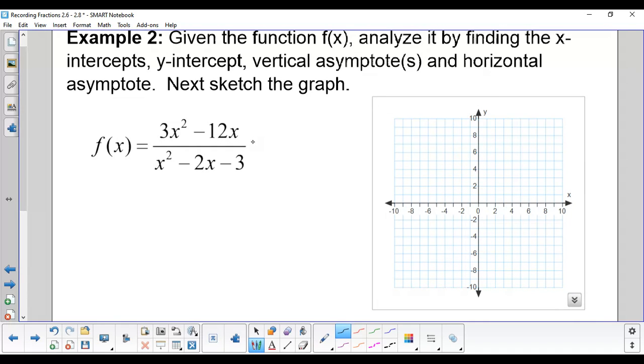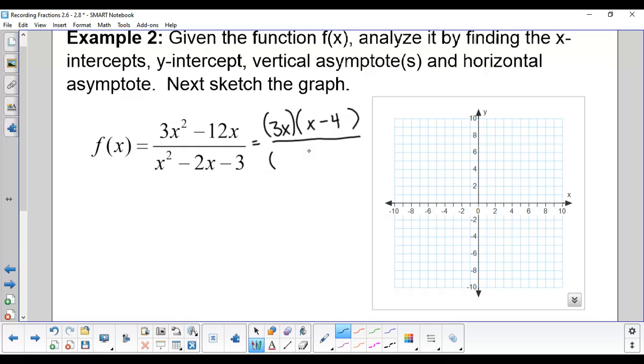So the first thing I always look for when I am dealing with a polynomial is I try to factor it. The reason I try to factor it is because I'm looking to see if I have a common factor on the top and bottom. So the first thing I notice is that both 3x squared and negative 12x have a 3x in common. This leaves me with x minus 4.